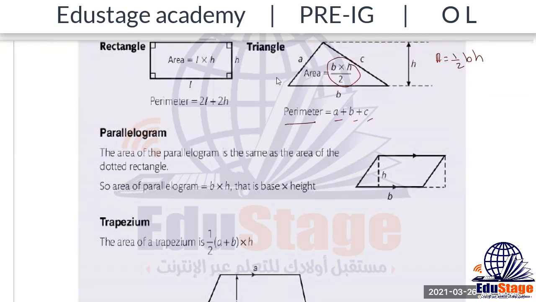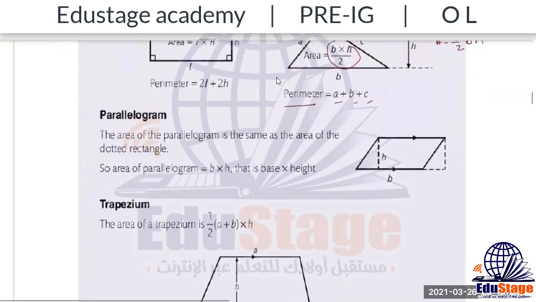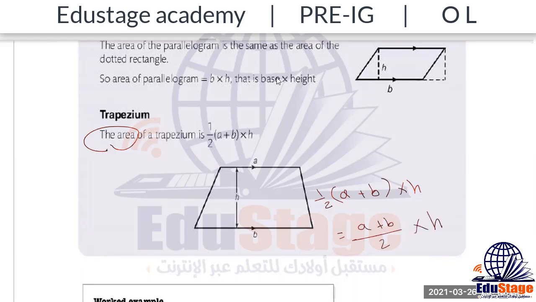And for the parallelogram, you know that the area is B times H, and the perimeter is the sum of its side lengths. In the trapezium, you have two bases. So if you want to calculate the area of the trapezium, you add the two bases, A plus B, and take half of it, multiplied by the height H, or (A plus B) divided by 2, multiplied by the height.